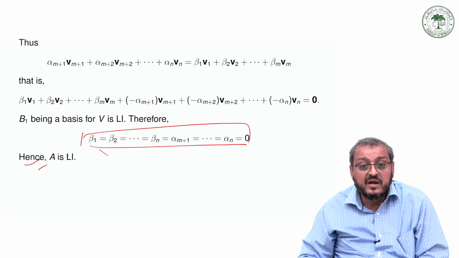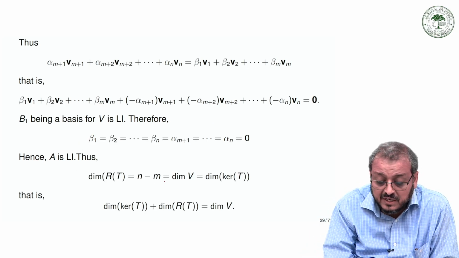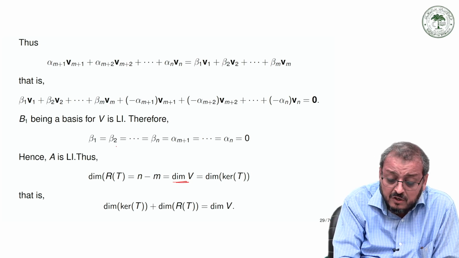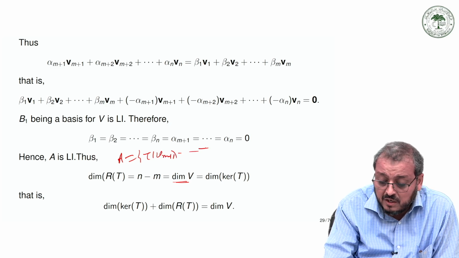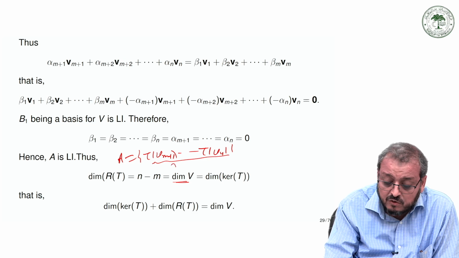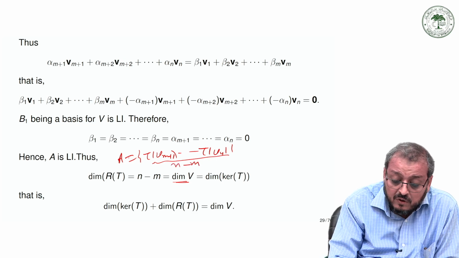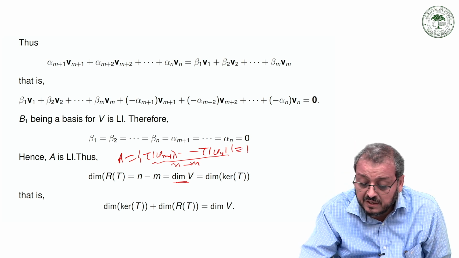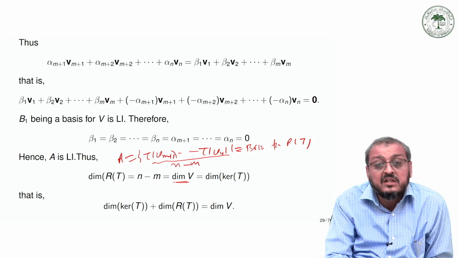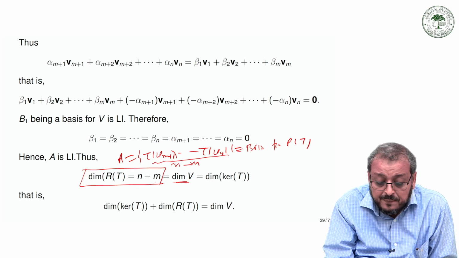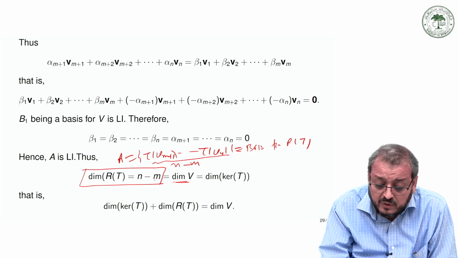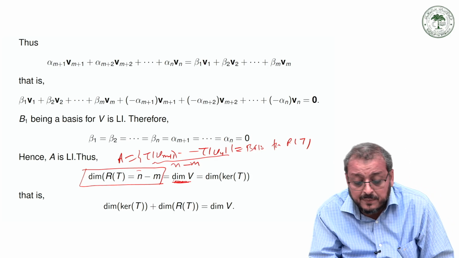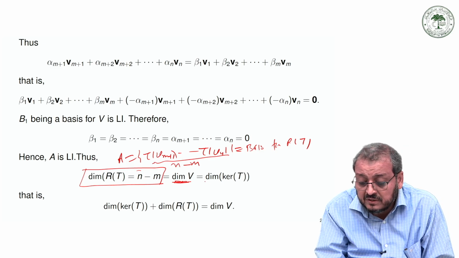Now, if A is linearly independent, we can say that the dimension of the range of T is equal to n minus m. The set A is T(V(m+1)) up to T(Vn), and the number of elements in this set is n minus m, because it forms a basis of the range of T. So the dimension of the range of T is the number of elements in the basis, which is n minus m.